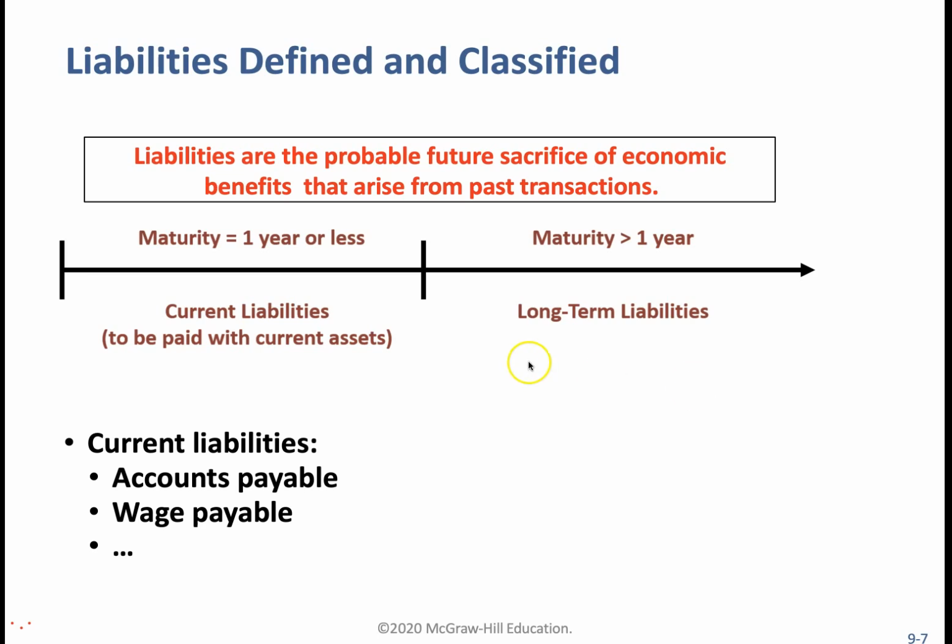Liabilities are the probable future sacrifice of economic benefits that arise from past transactions. Note that there are two key points here. First, a liability is an obligation in the future, which requires a sacrifice of economic resources. Second, liabilities are associated with past transactions. On the balance sheet, liabilities are ordered by their maturity. If a liability matures in 1 year or less, it is classified as a current liability. If a liability matures in more than 1 year, it is classified as a long-term liability.